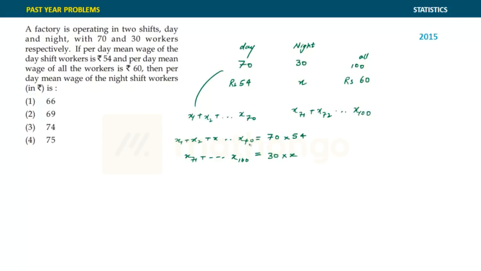Okay, so this is the total, and I know the total salary given to all these employees. If they are 100 and the average comes out to be 60, then the total salary given is 6,000 rupees. So if you add both of them, 70 into 54 plus 30x should come out to be 6,000, and this is what you just have to calculate. If you solve this, the answer you will get is x equal to 74. So 74 is the answer we were looking for.